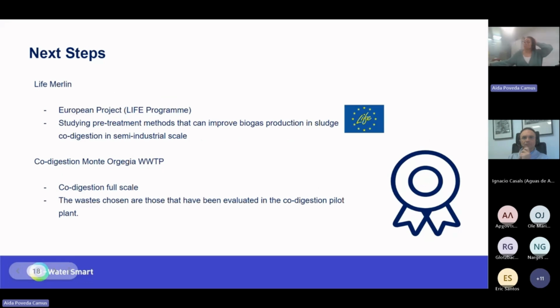And the next steps will be, first of all, the execution of an European project in which pretreatment methods for the improvement of biogas production in co-digestion will be used. In addition, co-digestion will be implemented in the wastewater treatment plant of Monte Orgegia in Alicante, with the waste chosen in the pilot plant.